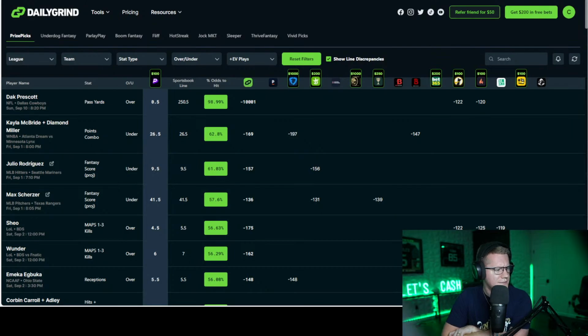How do you get a free square? Yeah, all these DFS apps have free squares. I believe Jock Market has one. Not a free square, but a discount. Parlay Play has the Patrick Mahomes.